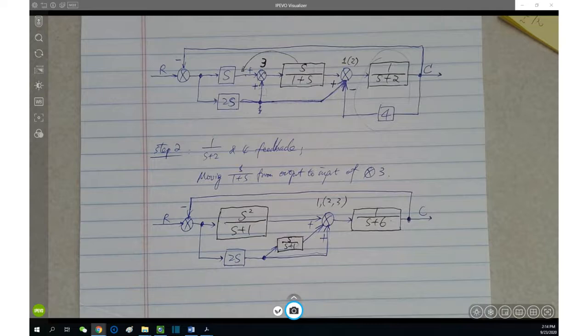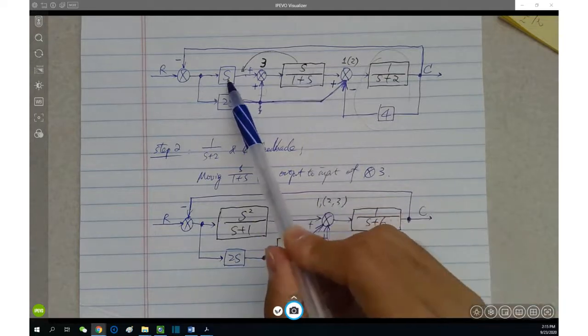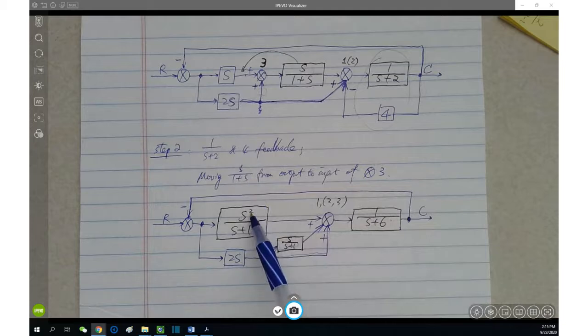Here, Noah is asking, so why isn't S multiplied by the moved block before being cascaded with it? What do you mean by that? Why isn't S multiplied by the moved block before? Well, after moving, this guy combined with this. That's why you have a square here.